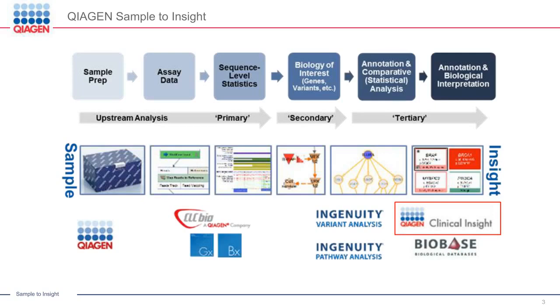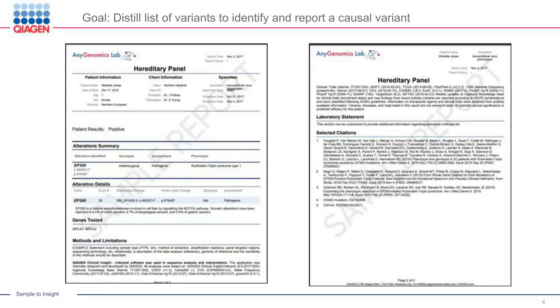Particularly QIAGEN Clinical Insight, which is our clinical decision support platform, to rapidly distill this list of variants down to one or a handful that are likely implicated in the patient's disease. So the end result using this QIAGEN Clinical Insight Interpret tool is a report with relevant variant information, including our automatically classified variants based on the ACMG guidelines, as well as other relevant pieces of information about your variants, including selected citations that are relevant to this variant from the literature and other externally hosted websites.